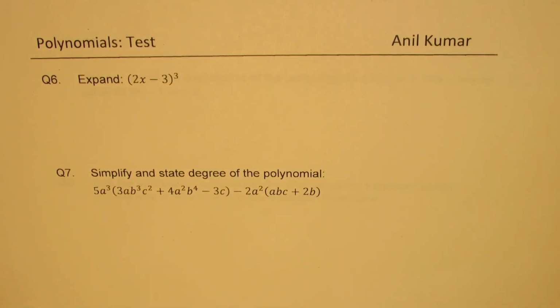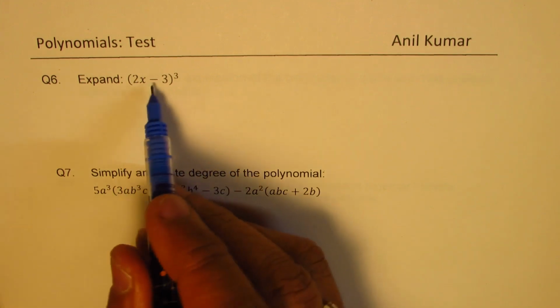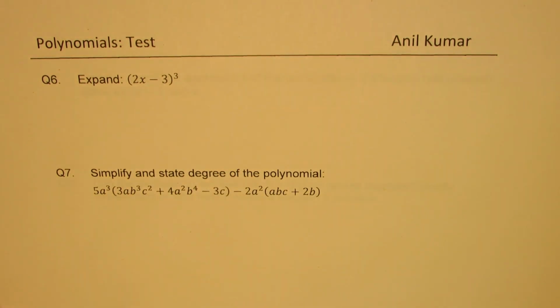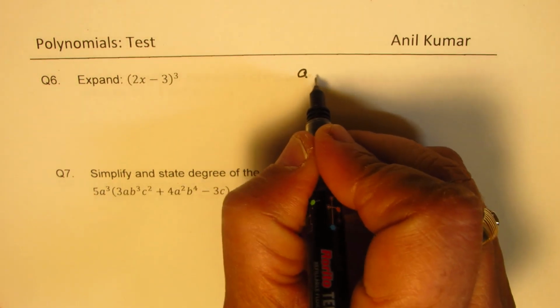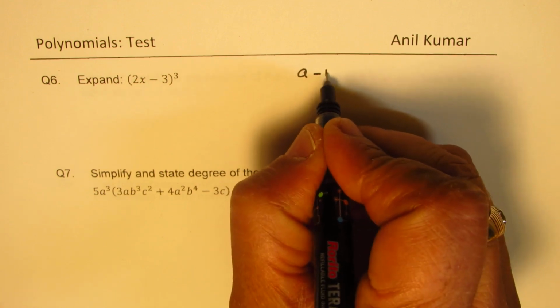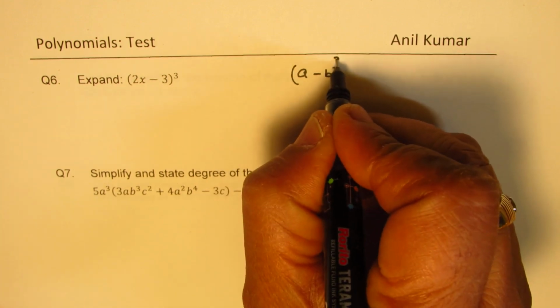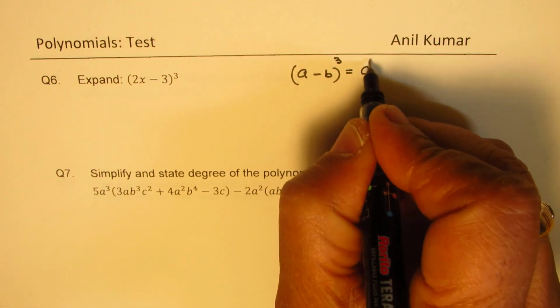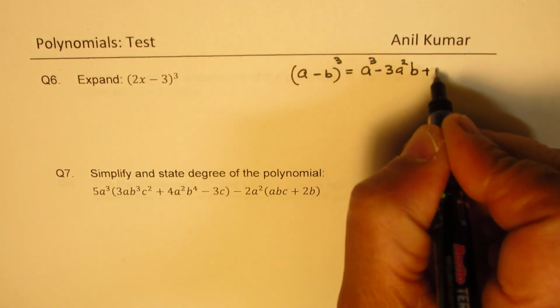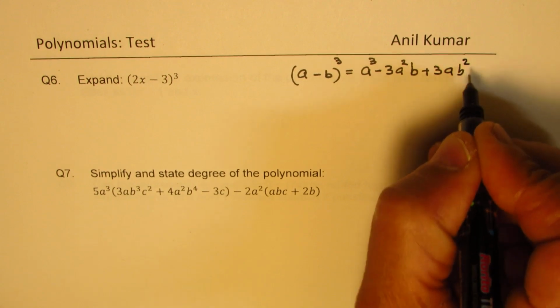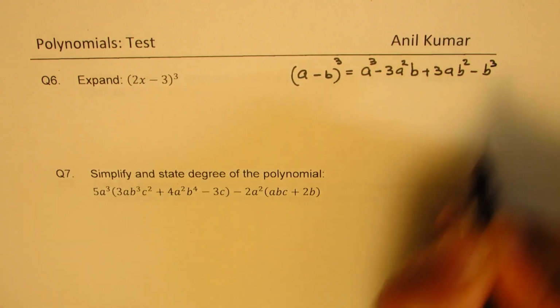Here is question number 6. We need to find the cube, right? So some of you, if you know the formula, you can use the formula. Otherwise, you need to expand, right? So a minus b whole cube is a cube minus 3a square b plus 3ab square minus b cube.